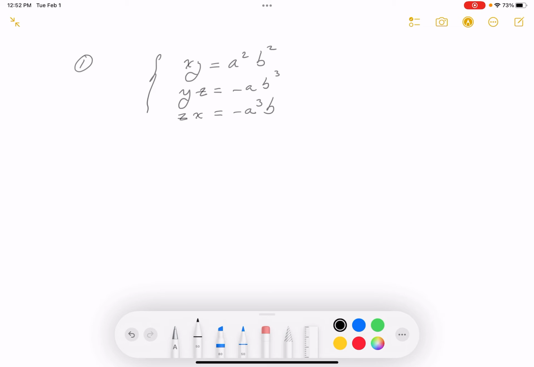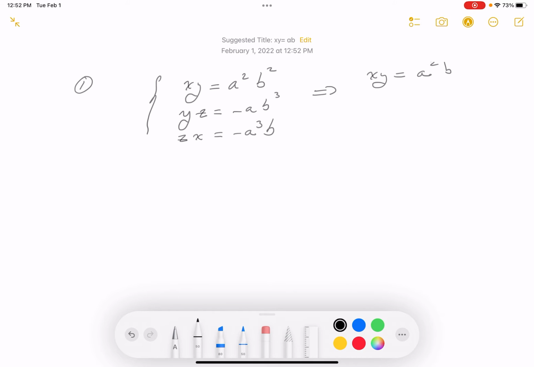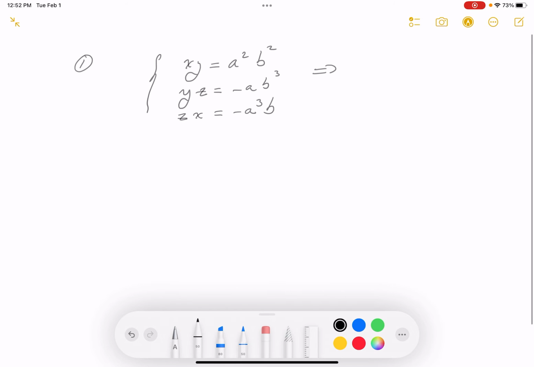Let's see. Well, you know what? I could do some divisions here. So what I'm going to do is take this first equation, and every path I take could be a dead end. Let me get my eraser out. So XY equals A squared B squared. I'm going to divide it by that second equation, which is YZ, and YZ equals minus AB cubed. So what do you get over there?